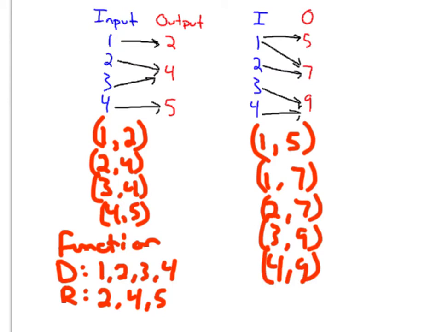Now I've got a problem here. And the problem is right here, that I got inputs that repeat themselves. So 1 has an output of 5 and it also has an output of 7. That means it's not a function. Okay?